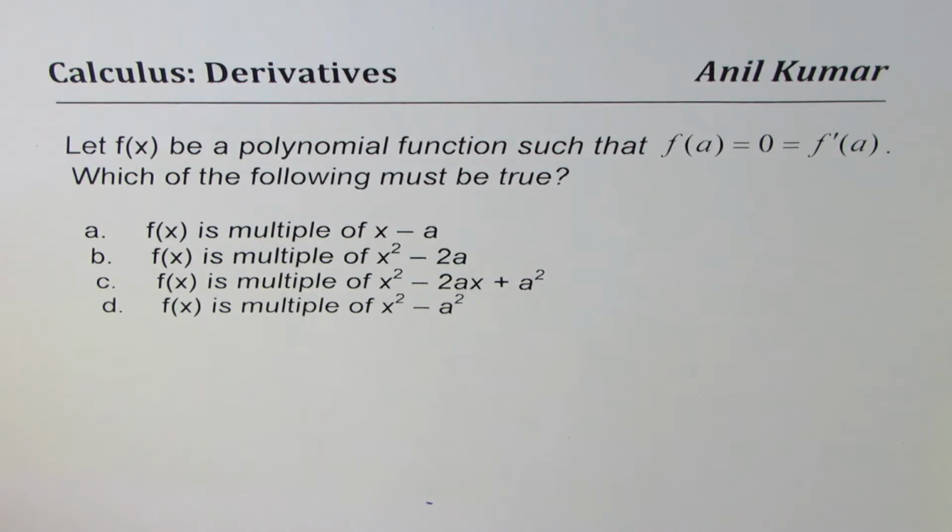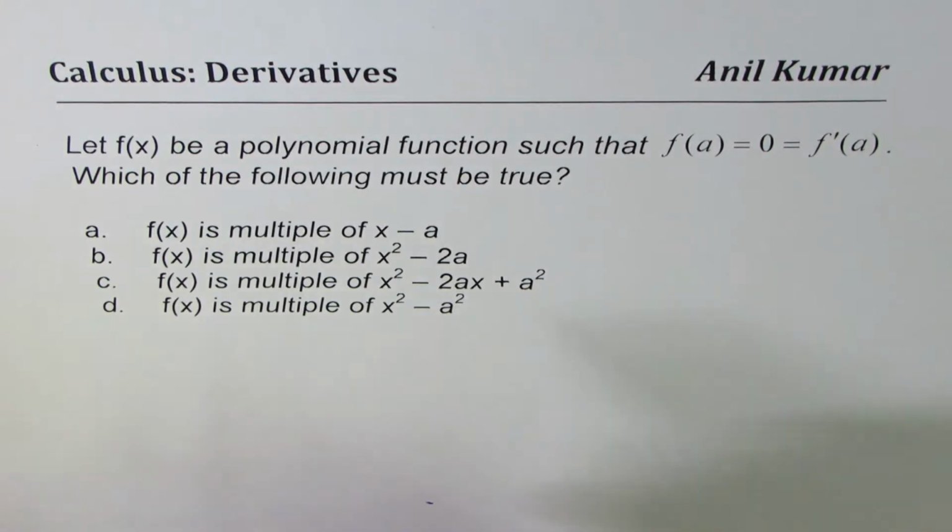The question here is, let f of x be a polynomial function such that f of a equals 0 equals the derivative of f at a. Which of the following must be true? Four options are: f of x is a multiple of x minus a, f of x is a multiple of x square minus 2a, f of x is a multiple of x square minus 2ax plus a square, f of x is a multiple of x square minus a square. You can always pause the video, answer the question, and then look into my suggestions.